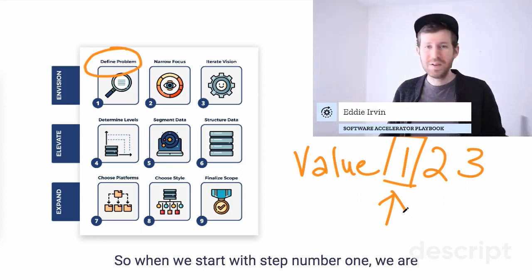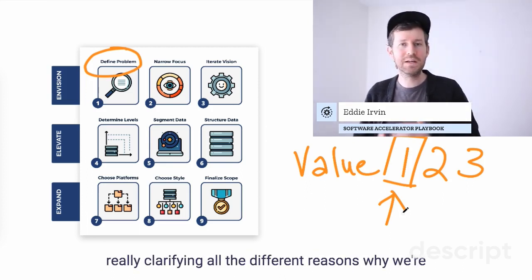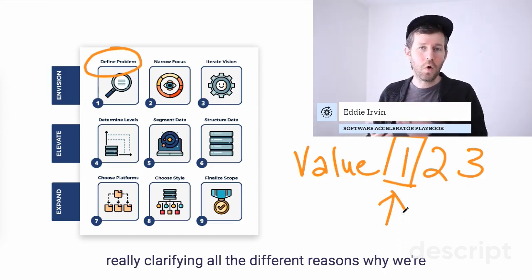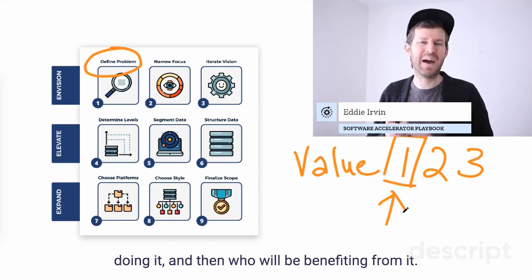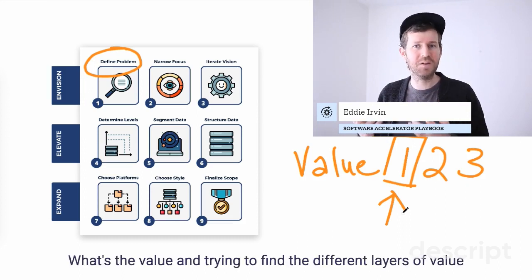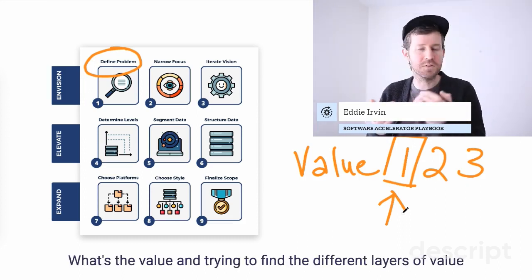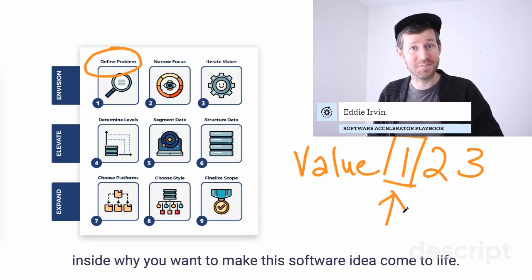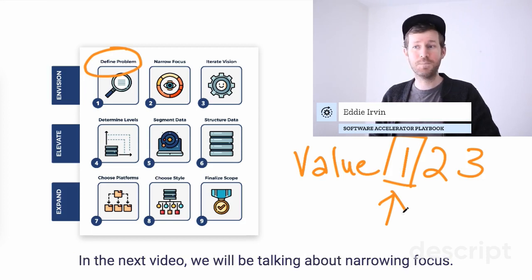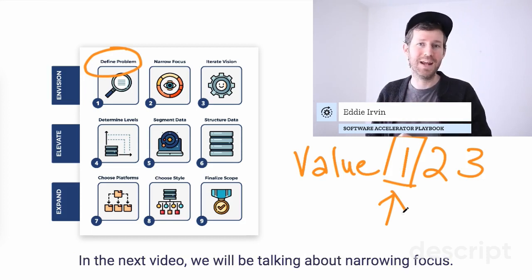So when we start with step number 1, we are really clarifying all the different reasons why we're doing it, and then who will be benefiting from it. What's the value, and trying to find the different layers of value inside why you want to make this software idea come to life. In the next video, we will be talking about narrowing focus.